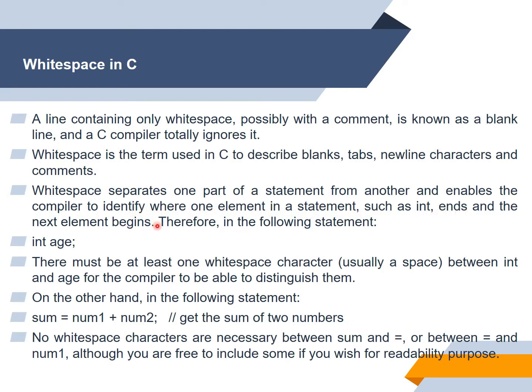Therefore, in the following statement, int space age, it tells the compiler that int is a data type and age is a variable, and the semicolon means terminator. It means age is a variable which is of integer type. Similarly, you can write in this way also: sum equals num1 space plus space num2. Here it tells that num1 and num2 are variables storing some integer values, which when summed together, the result will be stored in sum.